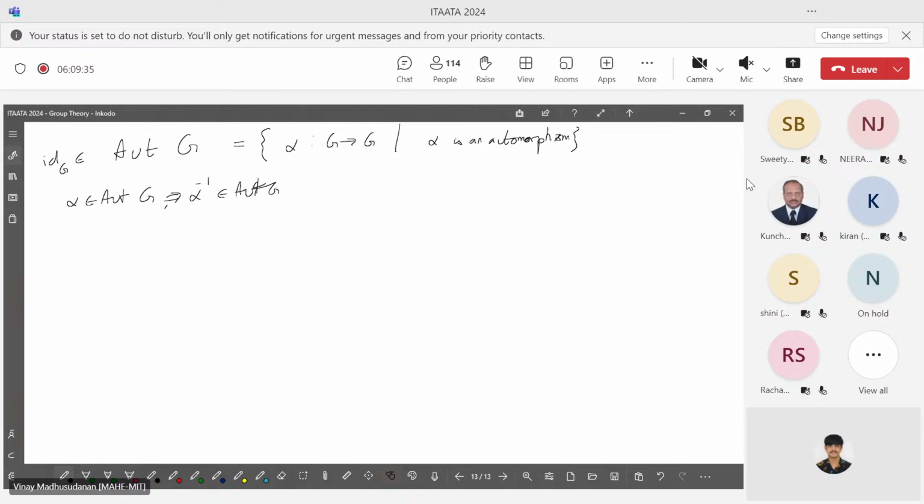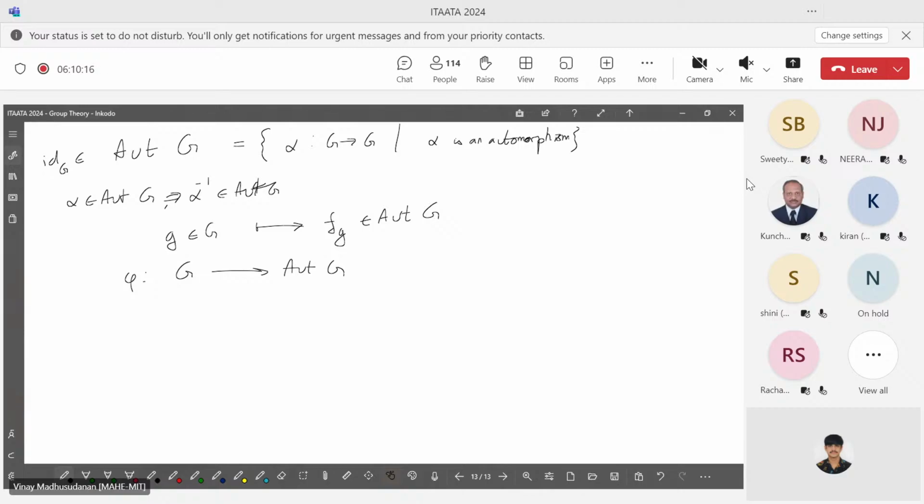Now this question says, consider the mapping phi from G to Aut G. So what we have now is, corresponding to every g in G, we have an automorphism. We already proved that before. Define that as a function from G to Aut G. Now it's asking you to show that this phi is a homomorphism.